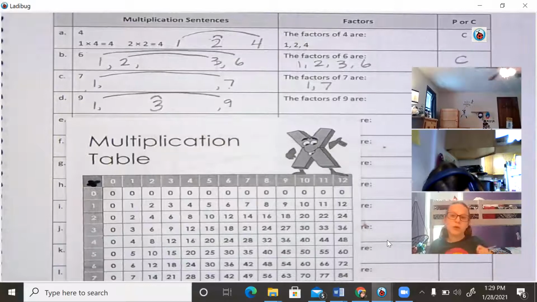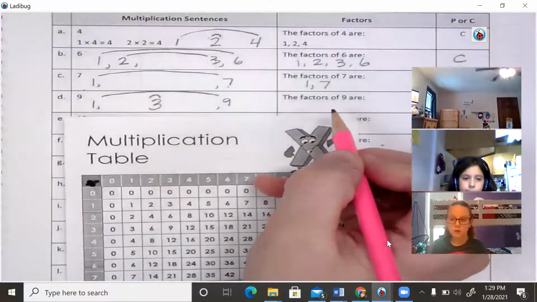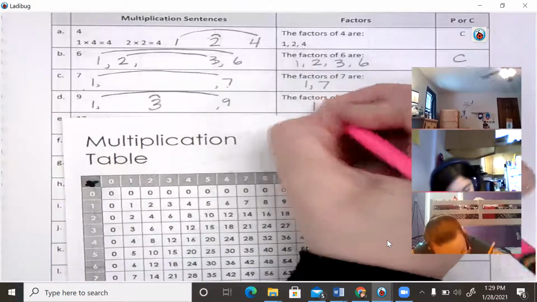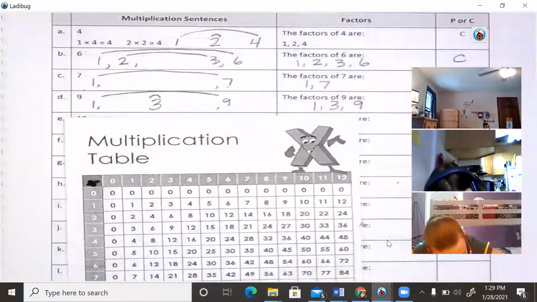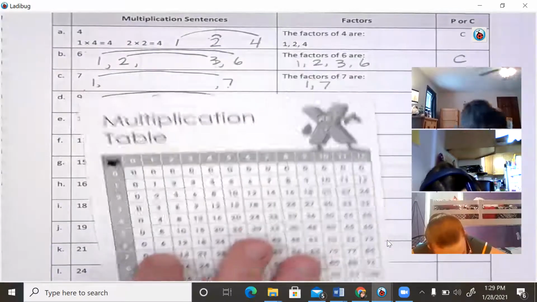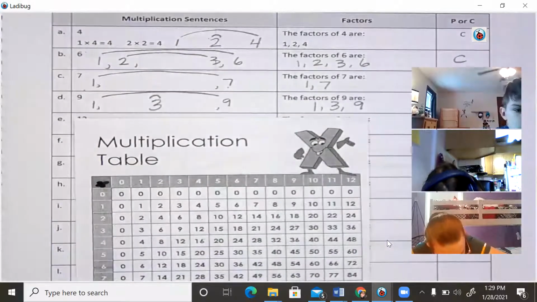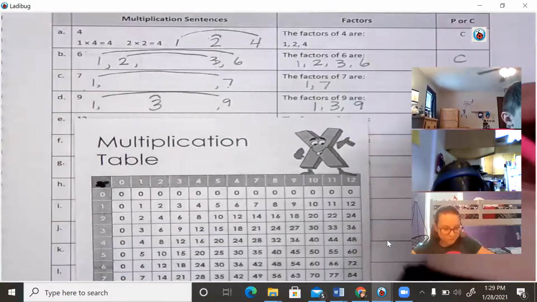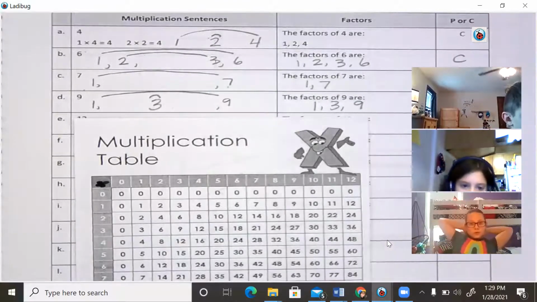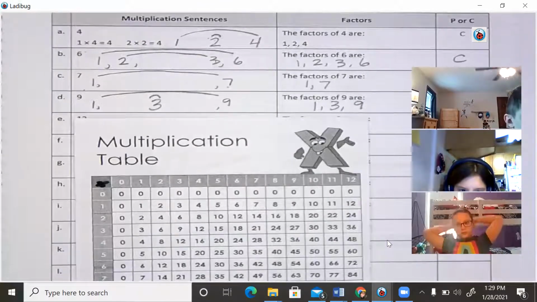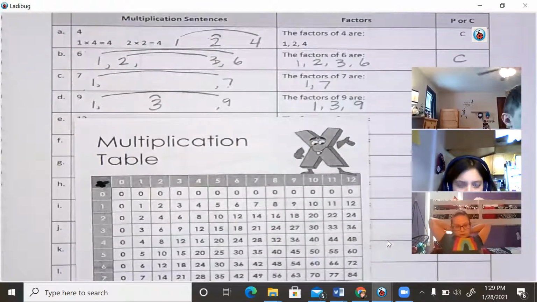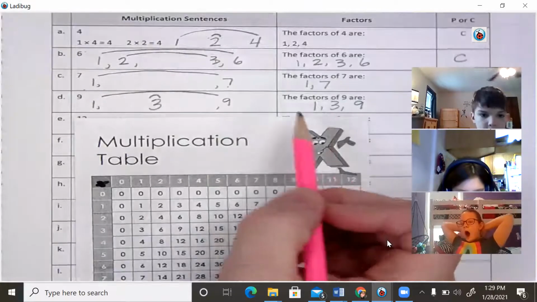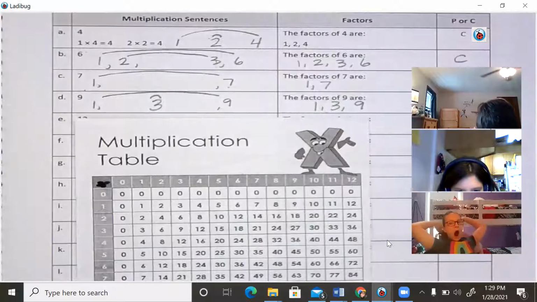Maria, what is your list now of factors for 9? You're going to look 1, 3, and 9. Good. And you're not going to put 3 down twice. You just put it down once since it's multiplied by itself. So Maria, would 9 be prime or composite? Composite. Why? Because it has more factors than 2. Very good. More than just one and itself, because we have that 3 in there. That's what makes a composite.